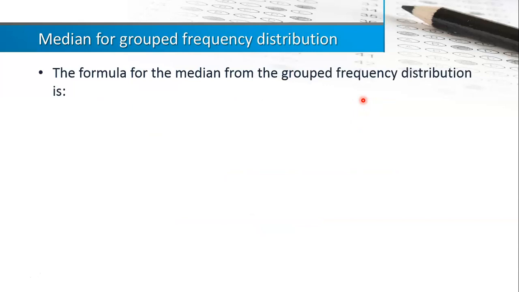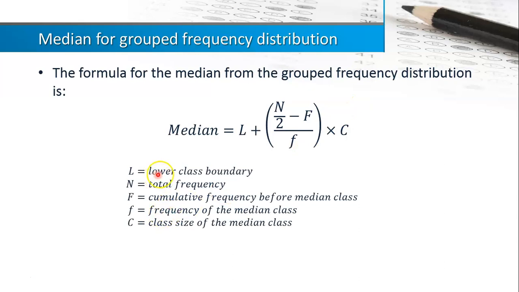Now this is the part that we always don't like, which is the median for grouped frequency distribution. So this is the formula. You don't have to remember the formula, but you just need to understand it. What is L? L is the lower class boundary. N is the total frequency. Capital F is the cumulative frequency before the median class. Small f is the frequency of the median class. And then C is the class size of the median class.